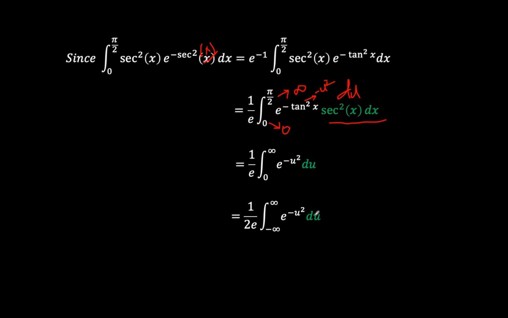I mean, e to the power negative u squared. So this is a Gaussian integral, and it does have a popular answer, which is square root of pi. And so our answer now is 1 over 2e times the square root of pi. And this is the answer that was expected.